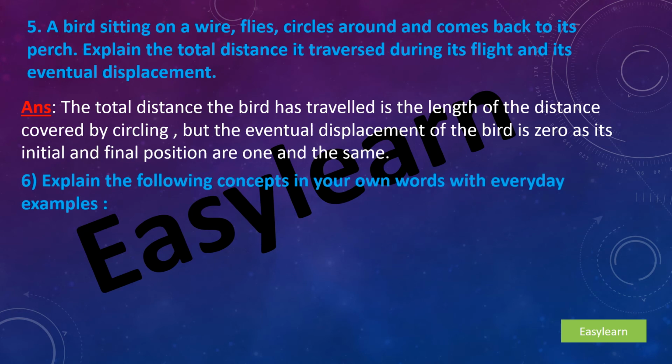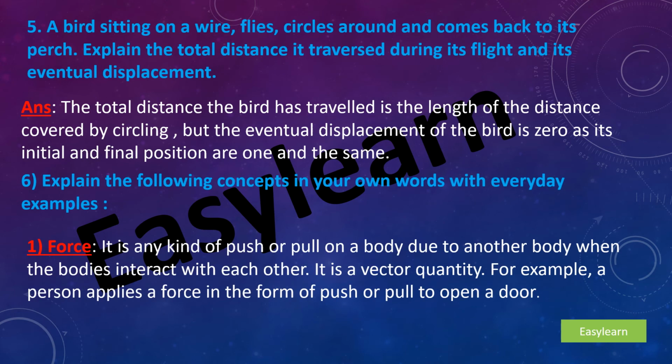Explain the following concepts in your own words with everyday examples. First, force. It is any kind of push or pull on a body due to another body when the bodies interact with each other. It is a vector quantity. For example, a person applies a force in the form of push or pull to open the door.